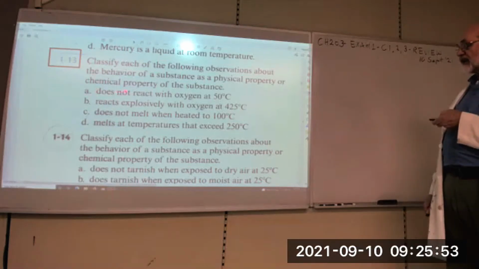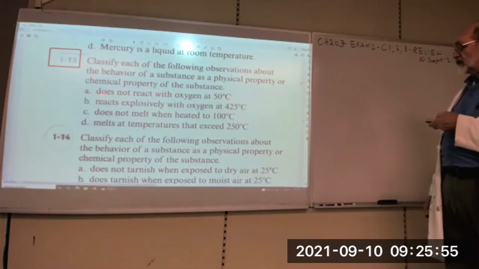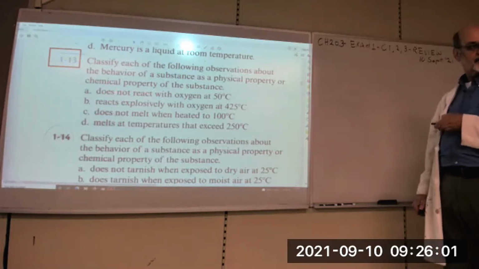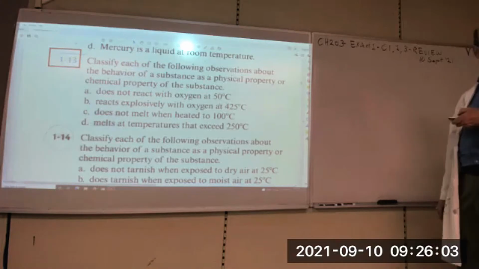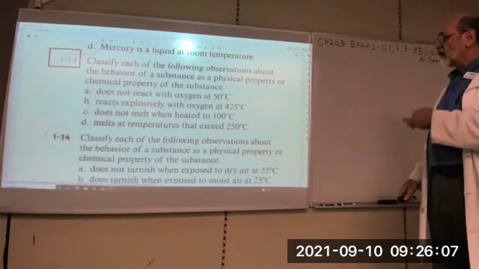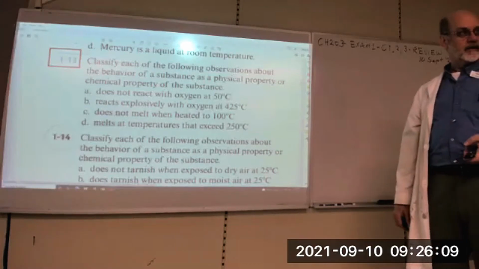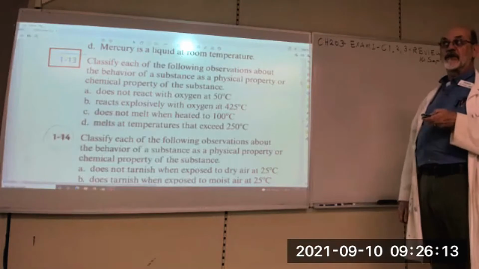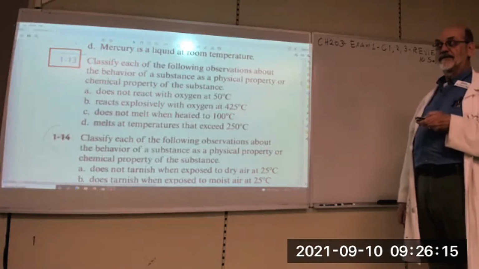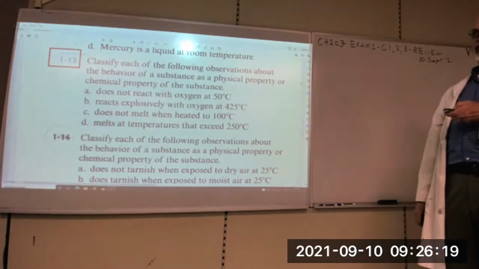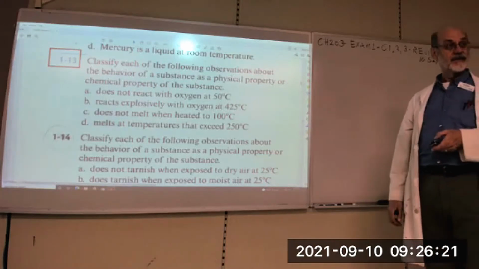The substance does not react with oxygen at 50 degrees. The key word there is react, plus the not. It does not react with oxygen. That is a chemical property. Another word for does not react is inert. Okay, and we've got a whole list of inerts right over there. There are others, but these are famous for being inert. Gases, that group.